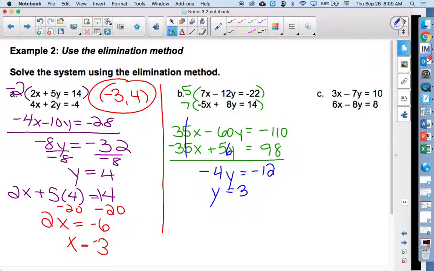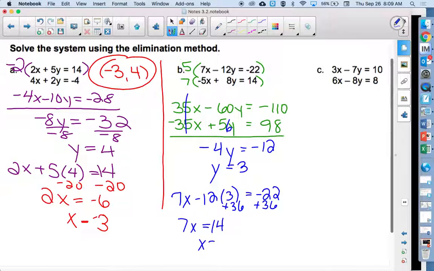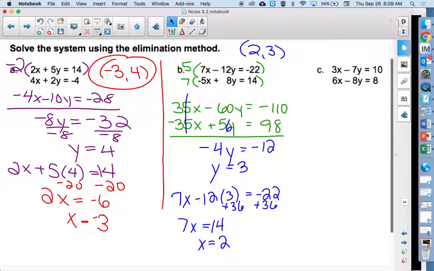If you use the y's, I think you all had 24 for the y. So you would multiply the top one by 2, the bottom one by 3, and you end up getting x first. So Jack, what did you get for x? 2. So Jack got 2 for x, and add 36. We also get 2 for x doing it this way as well. So we have the ordered pair 2, 3.